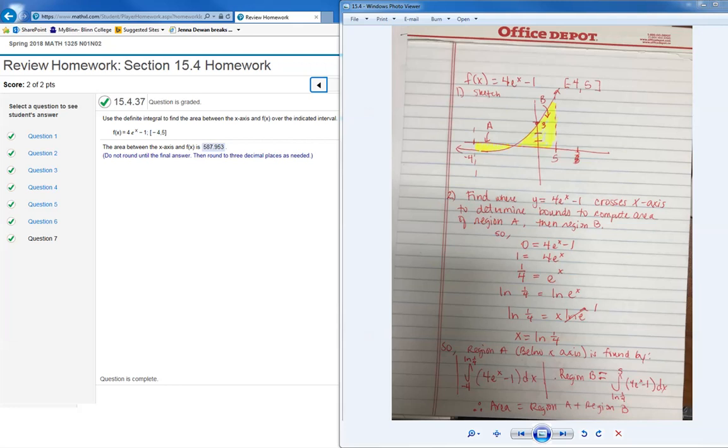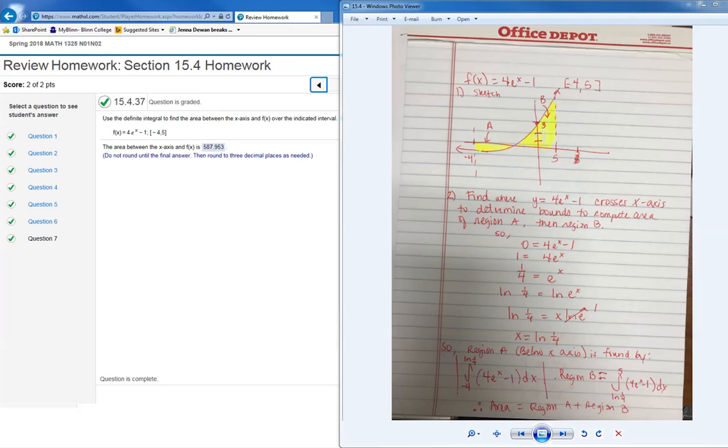You can use your graphing calculator, get a pretty decent picture drawn, and you'll see it's got that nice exponential curve that we're used to seeing. And you'll notice that there is an area between the curve and the x-axis below the x-axis, and then this area above the x-axis and the curve. And so I've labeled these regions A and region B.